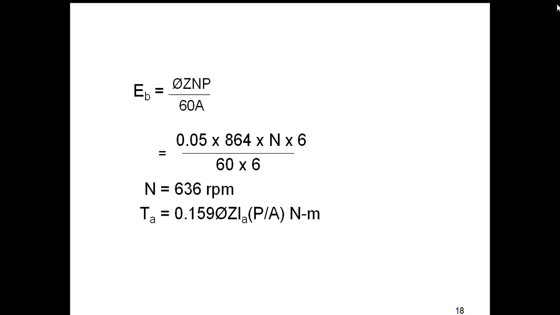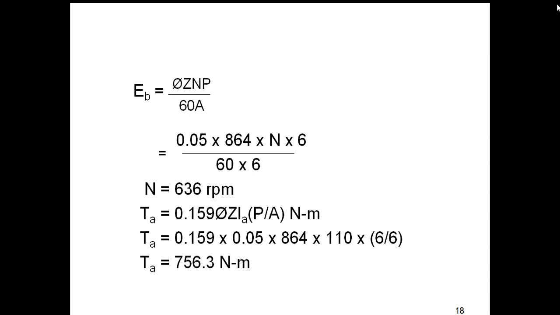To find the armature torque, it is also called as gross torque, TA is equal to, we know the formula, 0.159 into phi into Z into IA into P by A Newton meter. If we substitute all the values, we get 0.159 into 0.05 into 864 into 110 into 6 by 6. We get the answer 756.3 Newton meter.